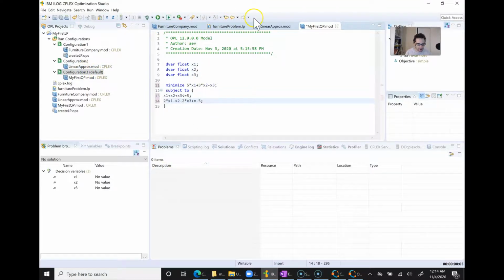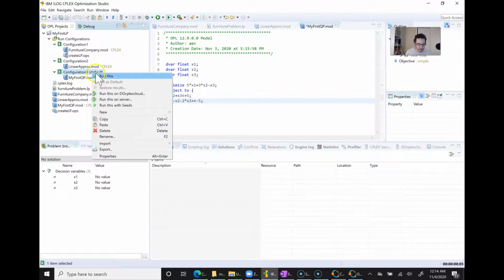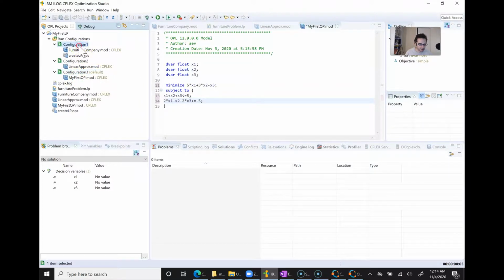So I've gone ahead and typed this in as my first QP. I set configuration 3 with my first QP, and I set that to the default. Sometimes I made this mistake where I had configuration 1 as the default, and I kept pressing play to solve it, and it kept solving my furniture problem. And I wasn't solving the actual problem that I was working on. So make sure you go ahead and set this as the default. And then from there, you can press play.